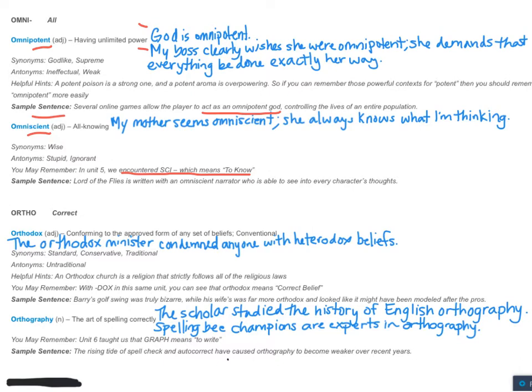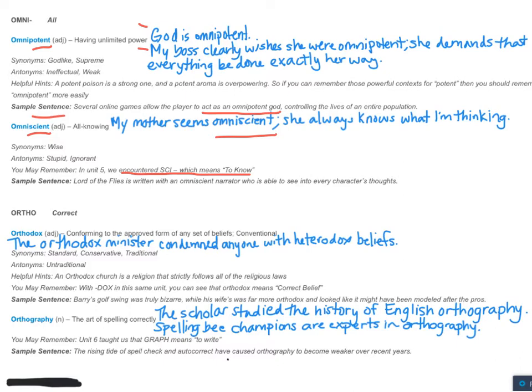However, people can seem omniscient. You can think people are omniscient. You could play an omniscient character in a video game. You can have an omniscient narrator, which is a narrator in a novel who knows about everything that's happening. So I gave you a sentence up here. My mother seems omniscient. She always knows what I'm thinking. So again, she is not omniscient, but she seems omniscient because it seems as if she can read your mind.